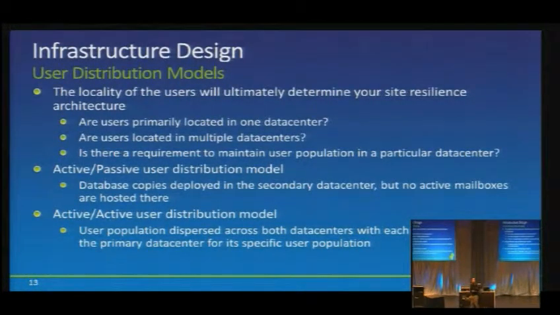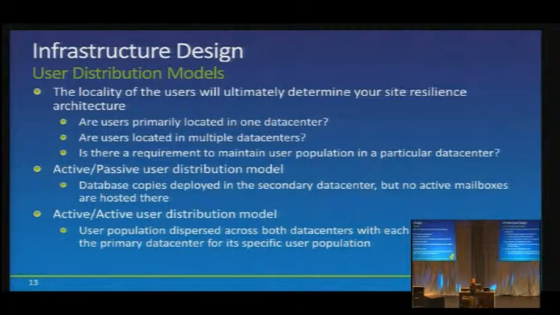Okay, let's talk about the user distribution models. This simply refers to where your users are located based on your data center topology. So you might have a primary data center where all your users are located, and there's nobody in a standby data center. Maybe it's warm, maybe it's hot, but there are no users there. We would call that an active-passive model.